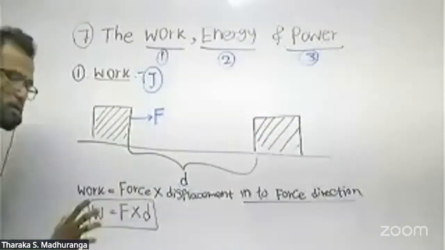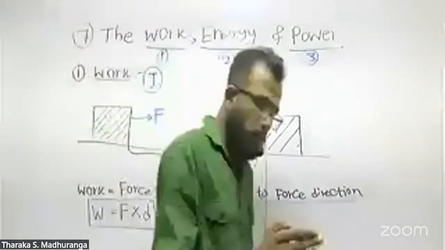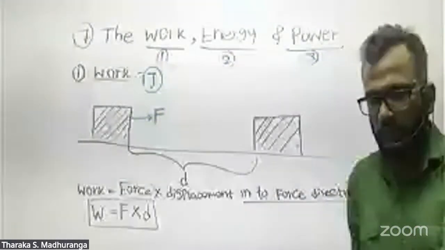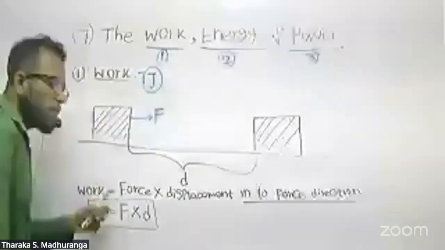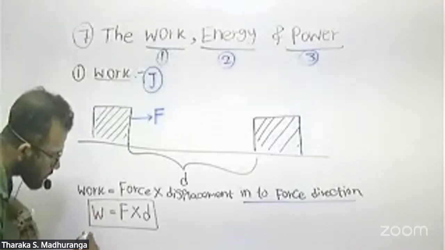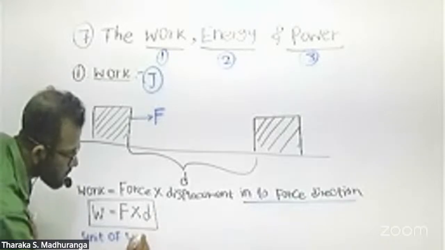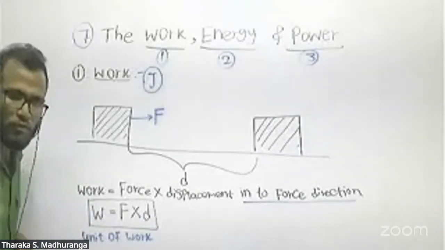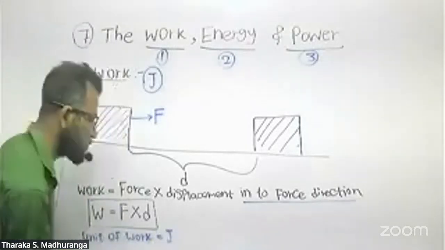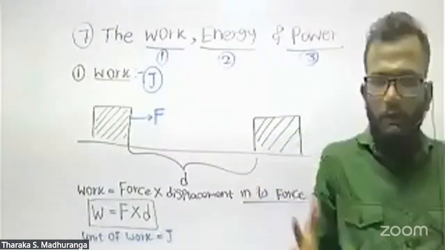Okay, the work means the force multiplied by the displacement in the force direction. That means W equals FD. What is the unit of work? The unit of work is joule. Okay, I will explain the meaning of joule later.